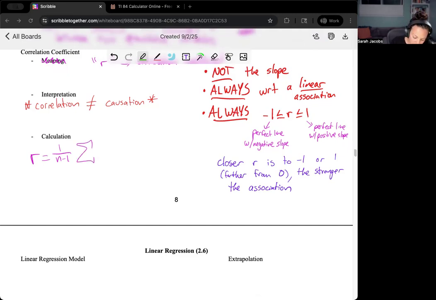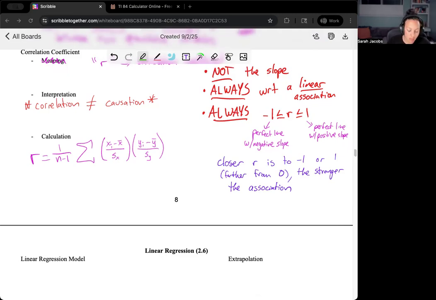The sum of the distances of each x value from the x's average over the standard deviation of the x's, times the y value minus the average of the y's, the difference between those, over the standard deviation of the y's. That's a lot. Again, don't worry about this one. It's good to know. We don't have to use it. All right, onward.